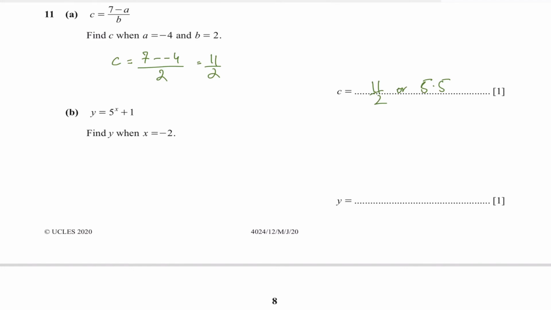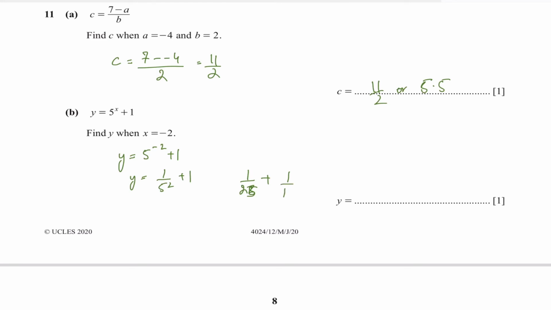So now the question says find y when x is -2. Okay, so we can do that. 5 raised to the power -2 plus 1. 5 raised to the power -2 means 1 upon 5 squared plus 1. So 1 upon 5 squared means 1 upon 25 plus 1. So you can write this as an improper fraction if you want. You can write this as a mixed number if you want.